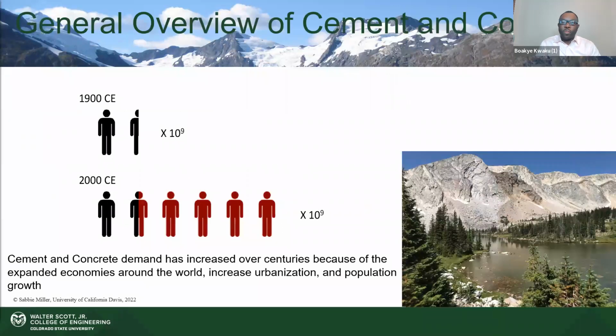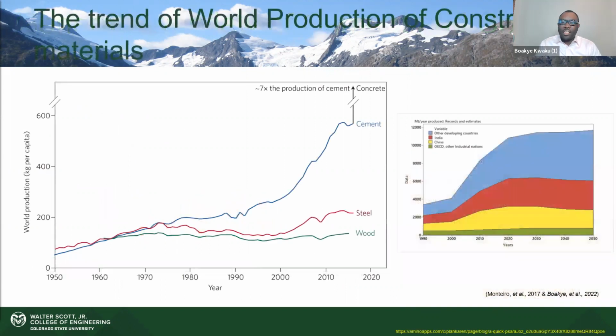What is the general overview of cement and concrete? Population has grown since the 1900s, just as we see in these graphics. Because population has grown, urbanization has also grown, and because of this, there's a demand for cement. In the second part of this slide, you can see the demand of cement. As the trend shows, cement demand has been increasing over the years.